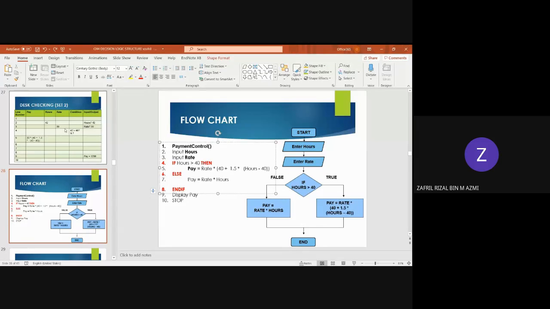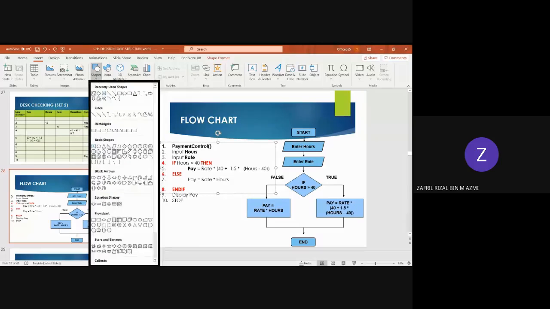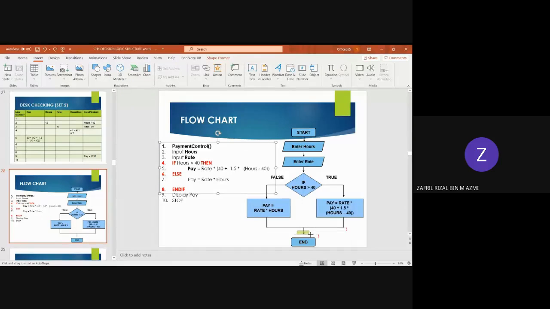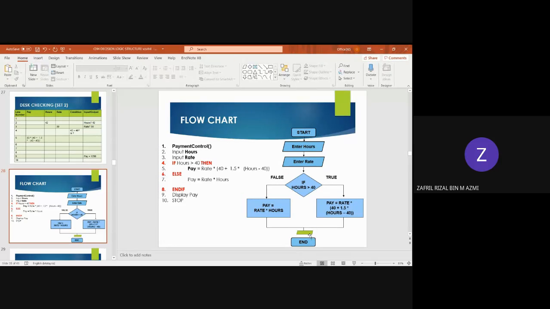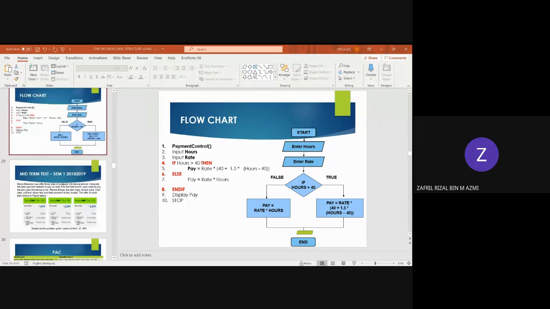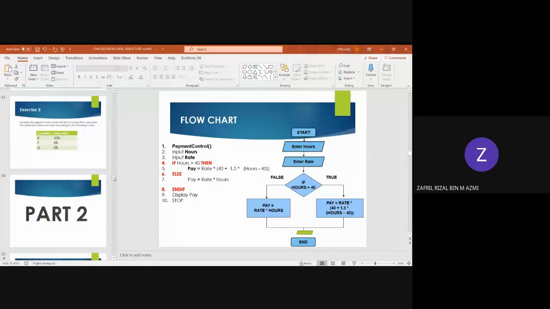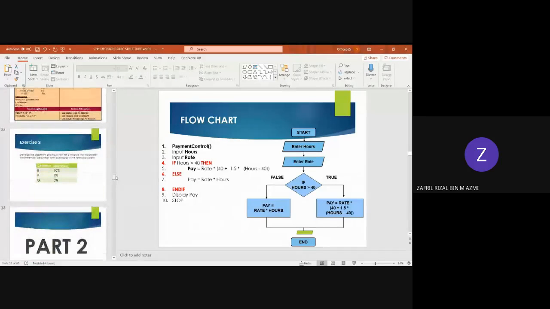So display pay is here. Sini, before n. So display pay, then n. Okay. Alright, so the rest is example over here that you can refer to.